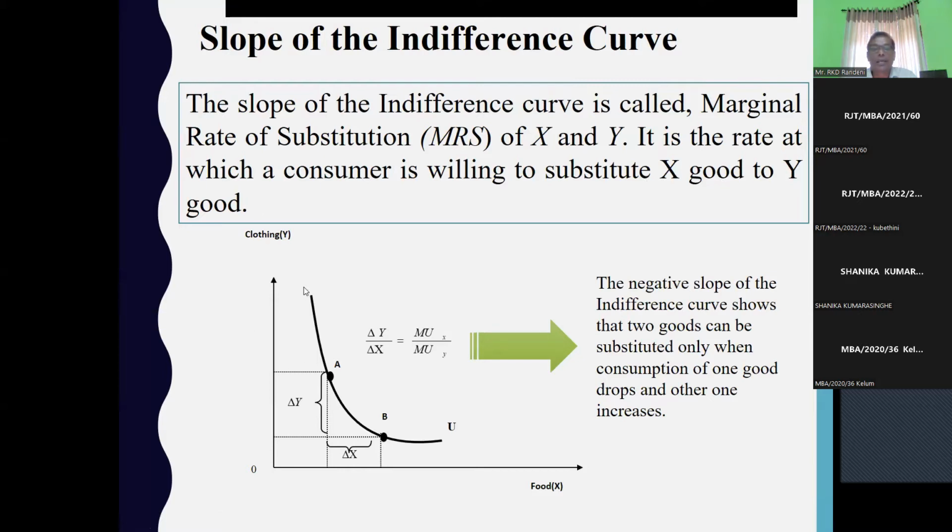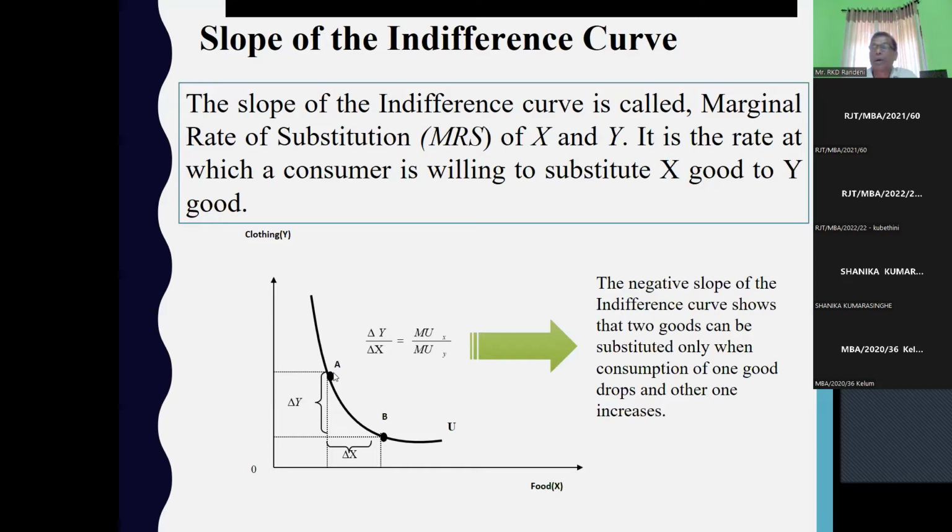Now here, from A to B, you can calculate the MRS, that is the slope of the curve, delta Y divided by delta X, or you can calculate the slope as MU X divided by MU Y. The negative slope of the indifference curve shows that two goods can be substituted only when consumption of one good drops and the other one increases.